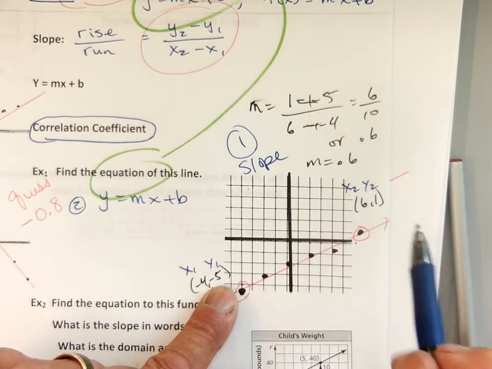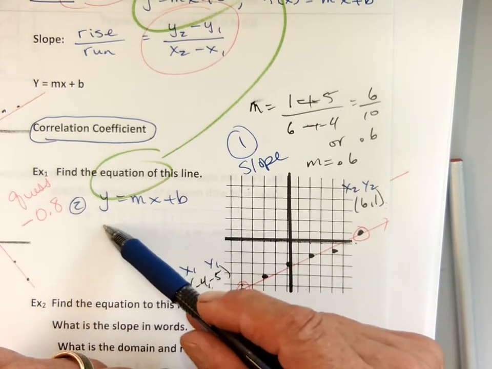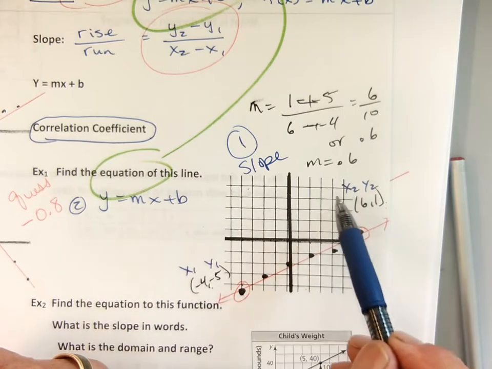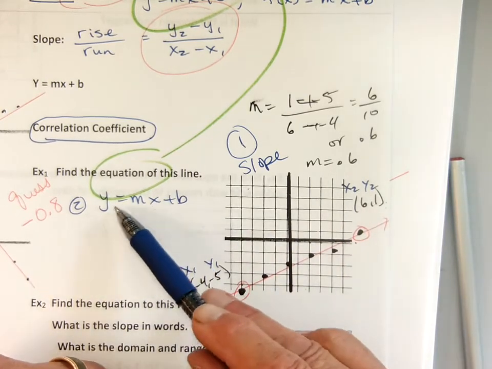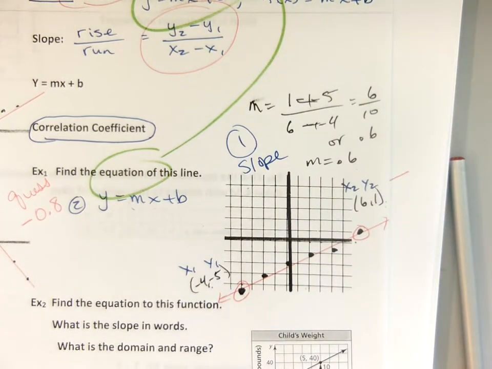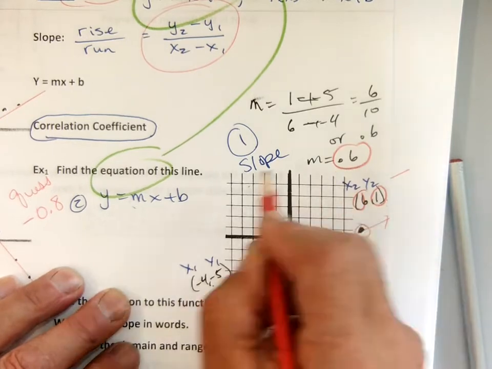So that's an x and that's a y, right? That's an x and that's a y. Okay, so the 6 will go in for x, the 1 will go in for y, and the m is 0.6. So let me substitute my 6, my 1, and my m into my equation.